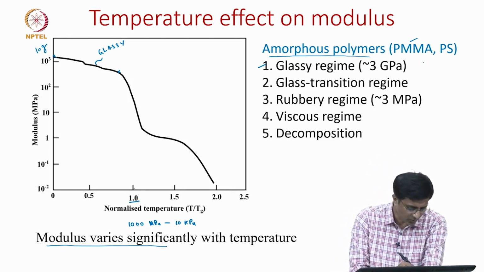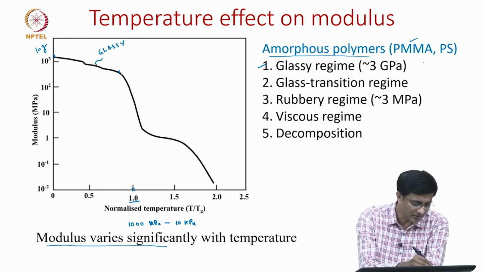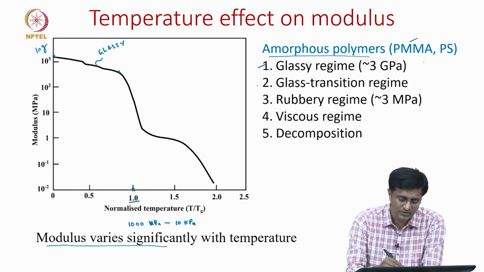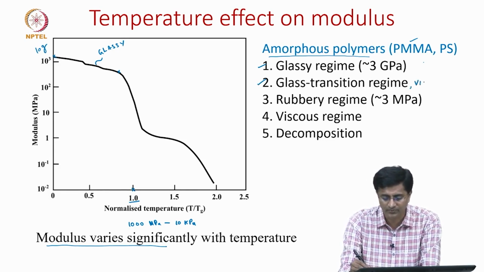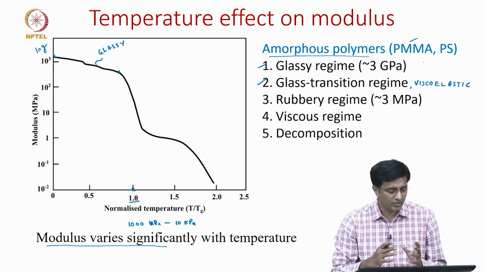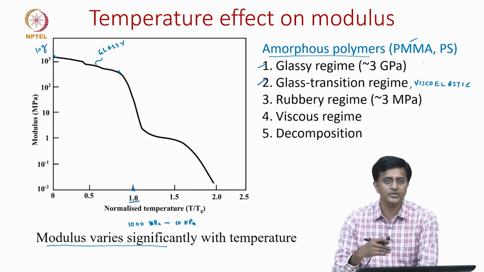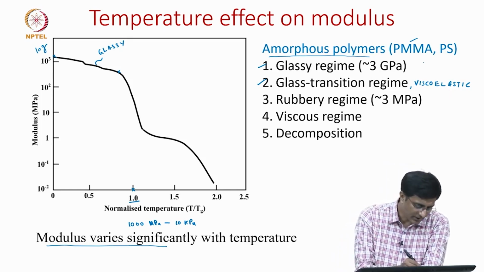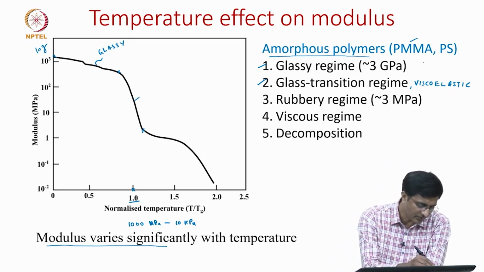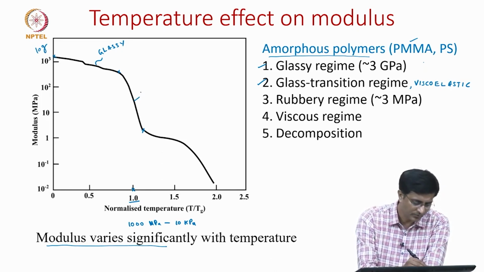But as you increase the temperature and come close to the glass transition temperature, that is when we see the second regime, which is the glass transition regime. This is also called the viscoelastic regime, where the viscoelastic behavior of the polymer is most seen. So it is also called the viscoelastic transition regime. Starting from the end of the glassy regime is the viscoelastic transition regime. Let us say this is the glass transition.